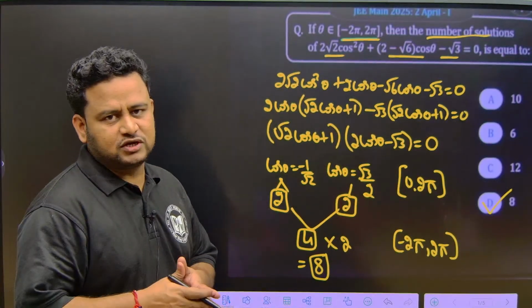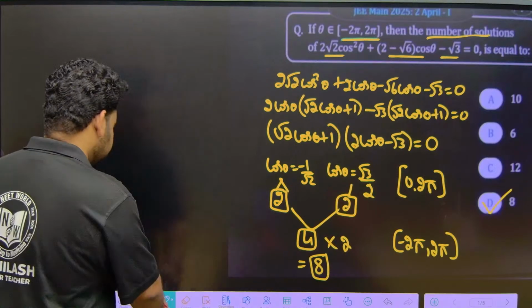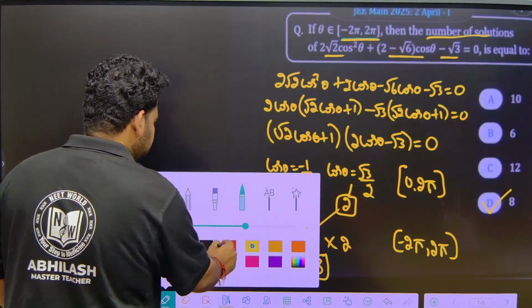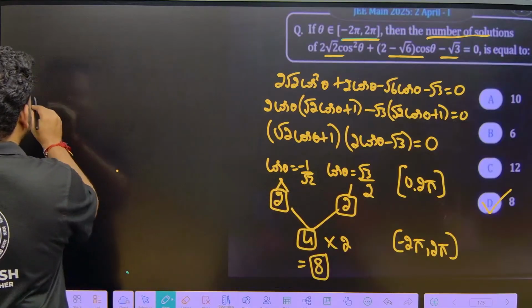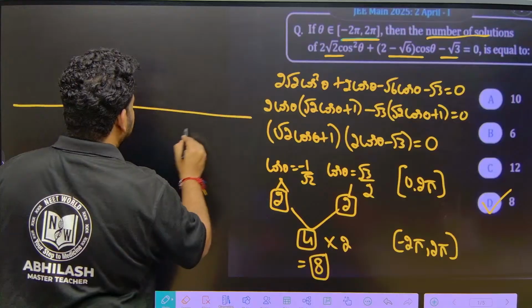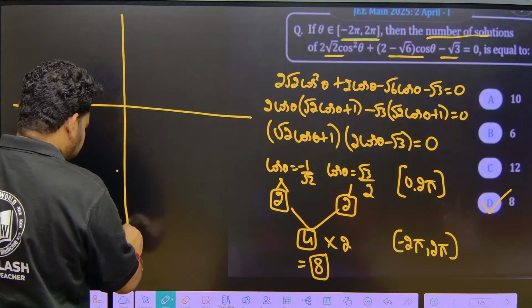Otherwise, if you want to do the graphical method, let us do that also. You have to draw the graph for cos.